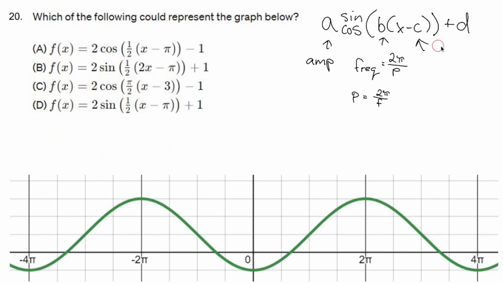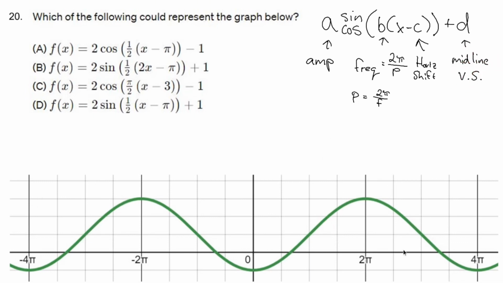C stands for the horizontal shift, also known as the phase shift. Now, it's opposite of what we're used to. If this was something like x minus 3, you actually move to the right 3. It's a positive horizontal shift. D is your midline, also known as your vertical shift.